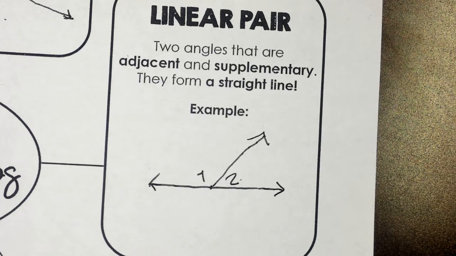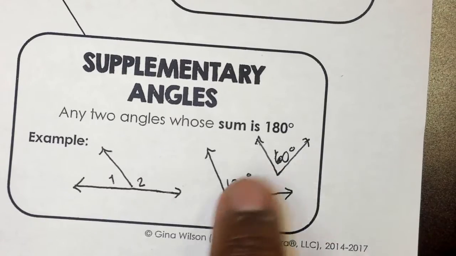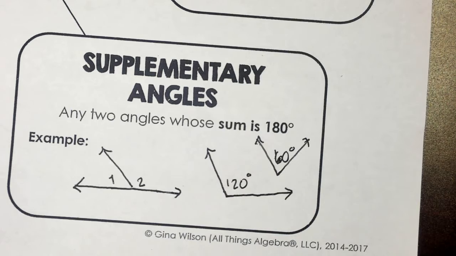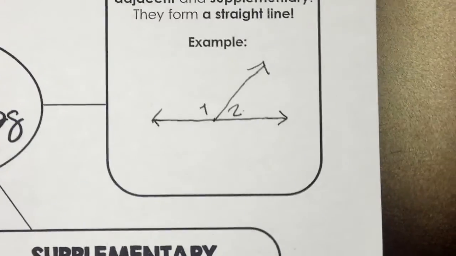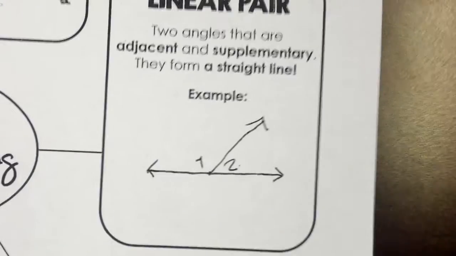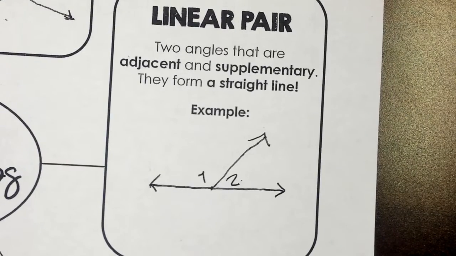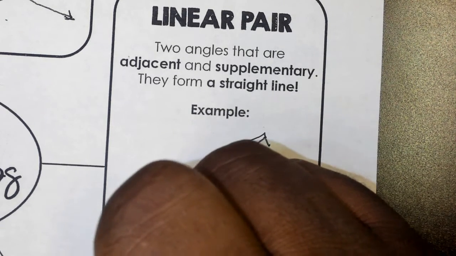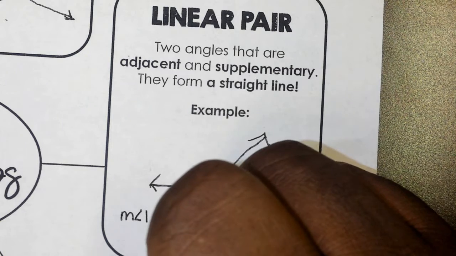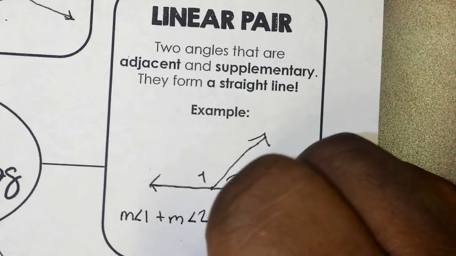Now, in contrast to that, a linear pair will always be supplementary. In reverse of that, supplementary angles won't always be a linear pair. I just showed you an example of that down here. This is supplementary angles right here. They're not connected. They don't form a line. These are not a linear pair. To be a linear pair, you have to be adjacent and supplementary. And then the equation for that would be measure of angle 1 plus measure of angle 2 equals 180 degrees.